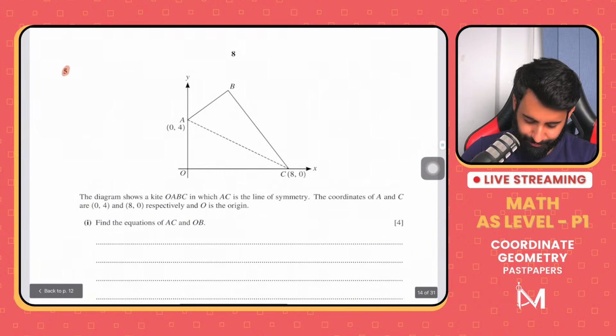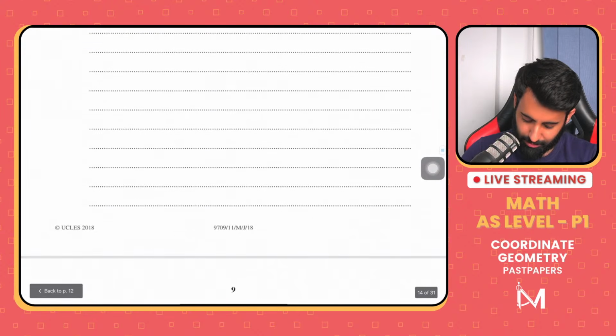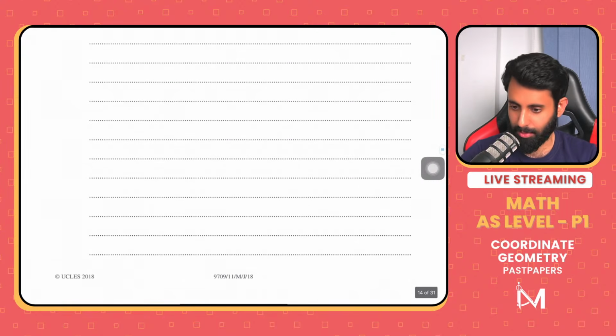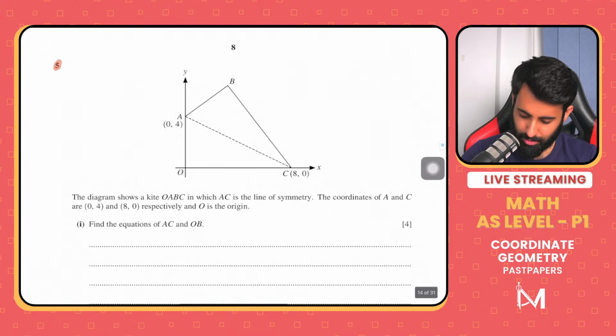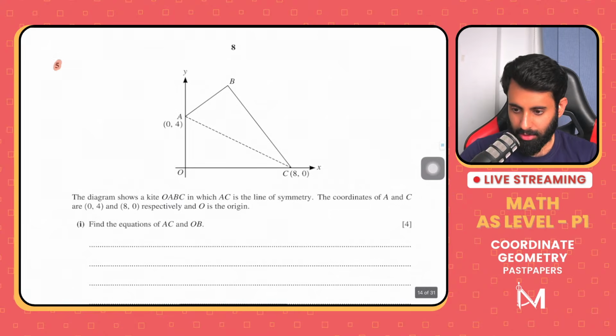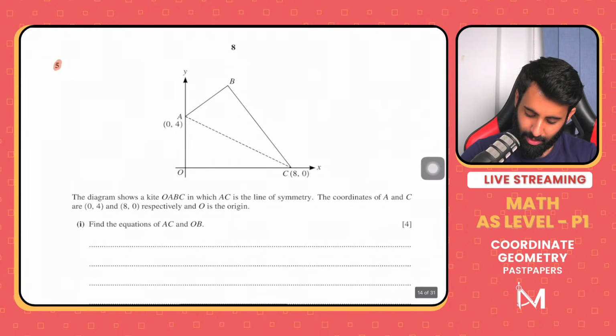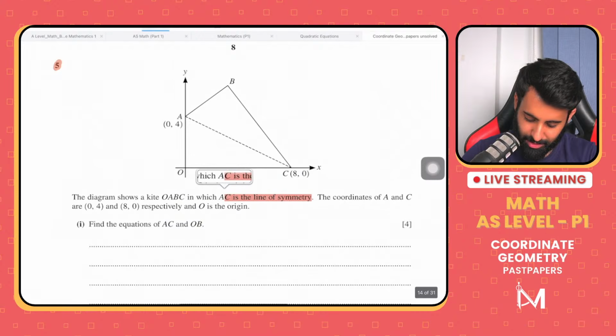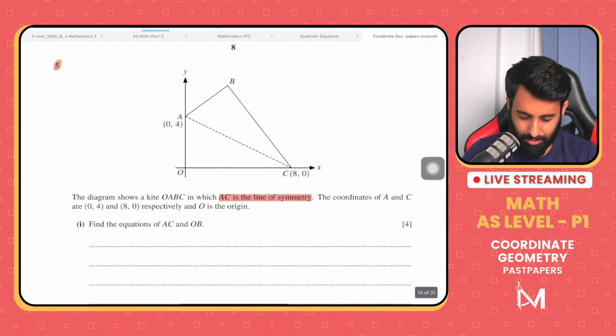Let's solve this question. This is from May June 2018, paper 1, variant 1. Question number 5. So let's see what this question says. And because I've highlighted this red, that means it's a pretty difficult question. This question says the diagram shows kite OABC in which AC is the line of symmetry. The concept of symmetry will haunt you everywhere. It will follow you everywhere, all the way to A-level math.